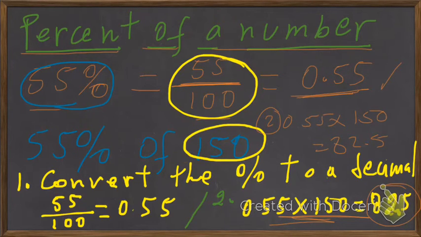So if you walk into a store and a pair of shoes or a shirt costs $150, it would be a really, really nice shirt because it's $150, and it was 55% off. Before tax, your price would be $82.50. Sound good? That sounds good.